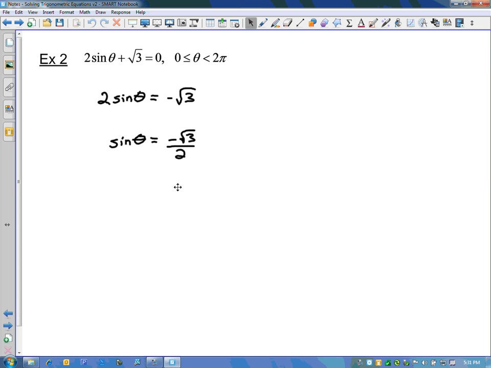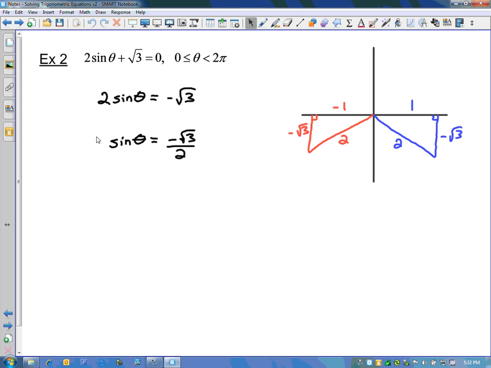Well, let's look at it visually. Sine would be negative in quadrant 3 and quadrant 4, because sines are y values, so if y is negative, we're going down, and that would leave quadrant 3 and quadrant 4. So if we label our triangles, then we can recognize them as 30, 60, 90 triangles. The reference angle would be 60 degrees because it's opposite the root 3, so that is pi over 3. But again, we're not looking for the reference angle, we're looking for the actual angles.